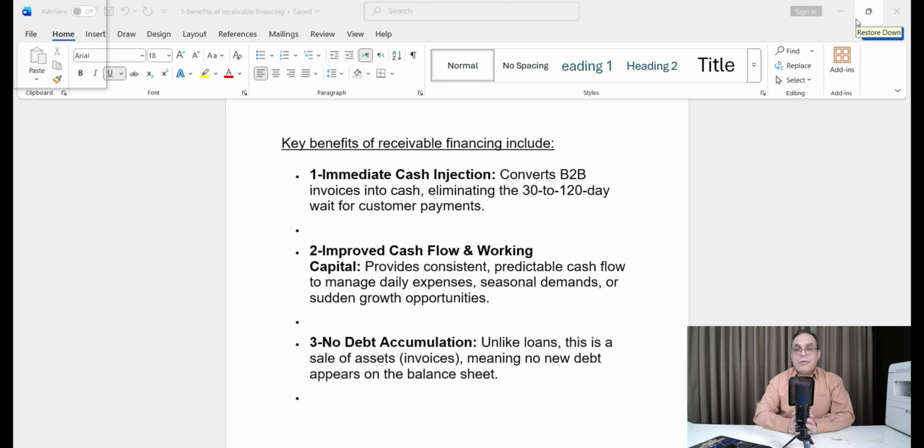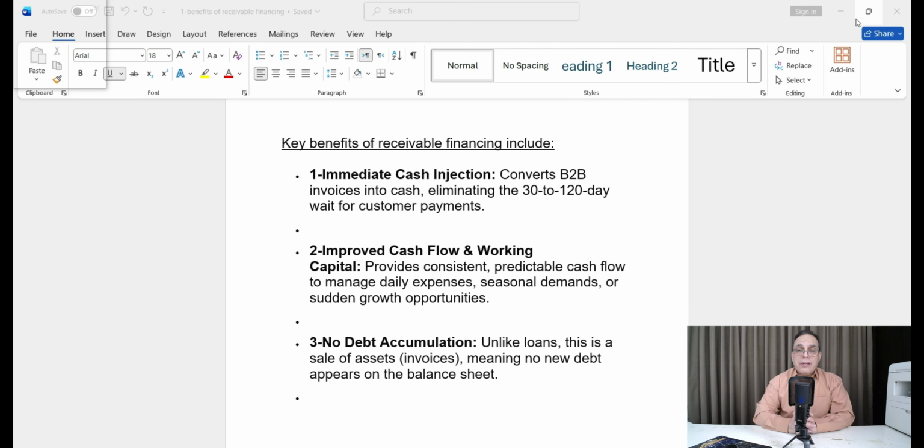Key benefits of receivable financing include: 1. Immediate cash injection. Converts B2B invoices into cash, eliminating the 30 to 120 day wait for customer payment. 2. Improves cash flow and working capital. Provides consistent, predictable cash flow to manage daily expenses, seasonal demands, or sudden growth opportunities.